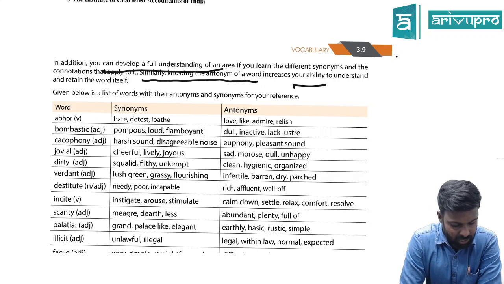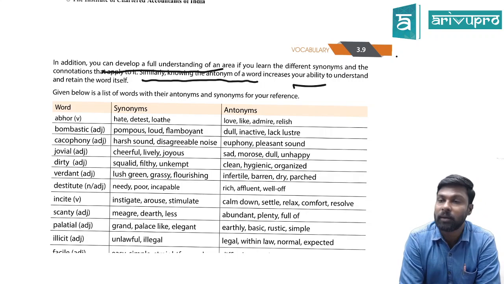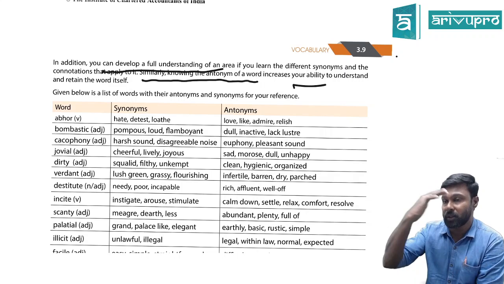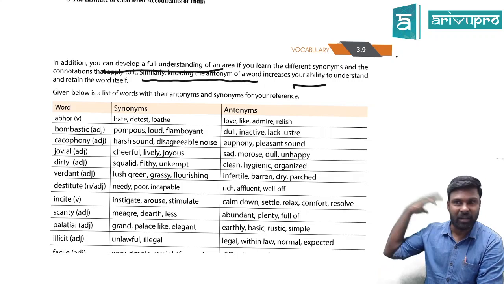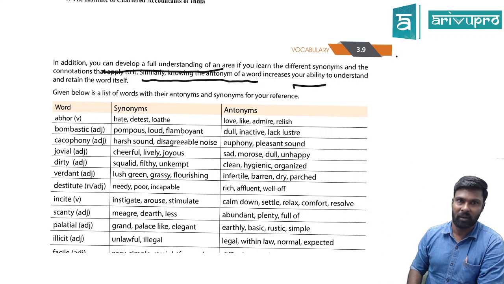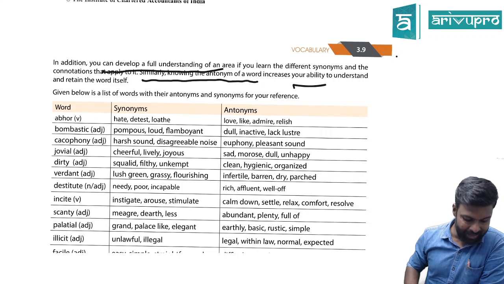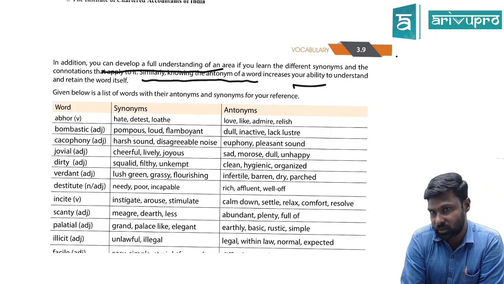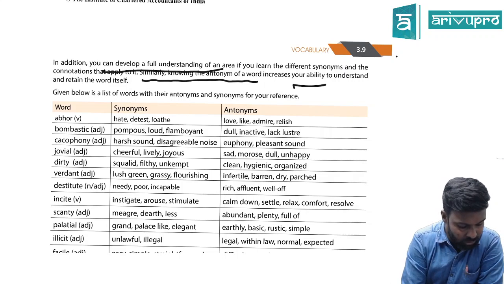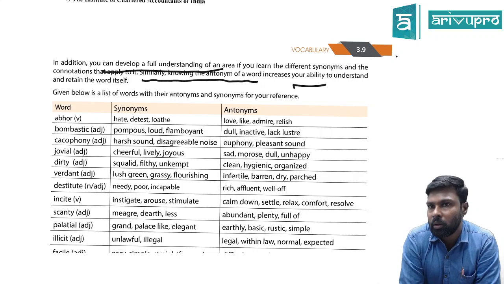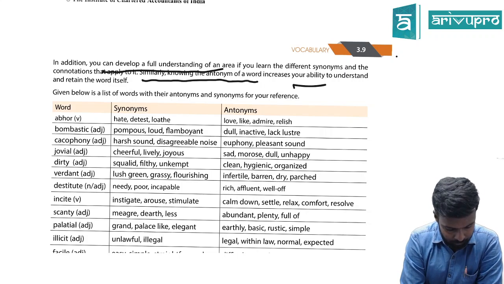Next one. Dirty. Squalid. Filthy. Unkempt. Unkempt meaning? You remember I told you in the very first class, somebody comes to your class in an unkempt manner. Right? Unorganized, disorganized. Clean, hygienic, organized. Next one. Verdant. Lush green forest. I went into a lush green forest close to Bandipur, and I felt so happy. Grassy.